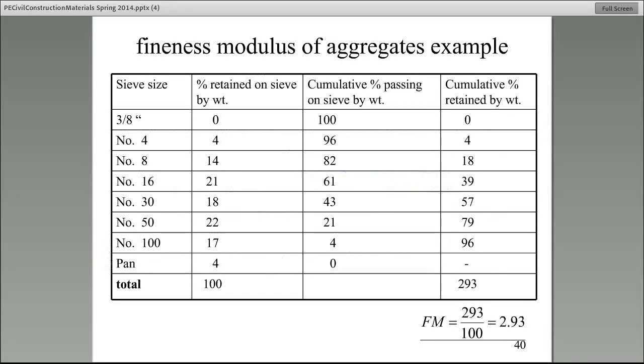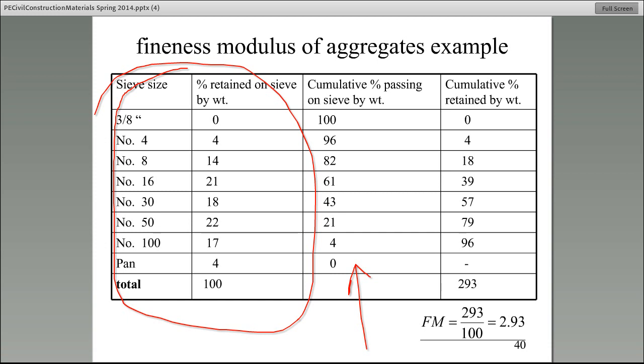So on page 40 we have an example. And what you can see, on the test, they will give you these two columns on the left. All right? They will give you these numbers that are in these two columns on the left, and they ask you to please calculate the fineness modulus. So you create this third column and the fourth column, and that's the cumulative percentage retained by weight. Happens to be 293 divided by 100. Fineness modulus for this case, it's 2.93.